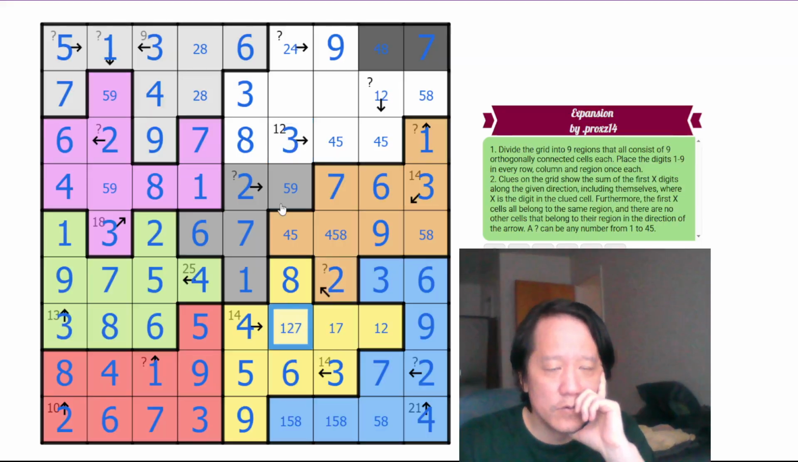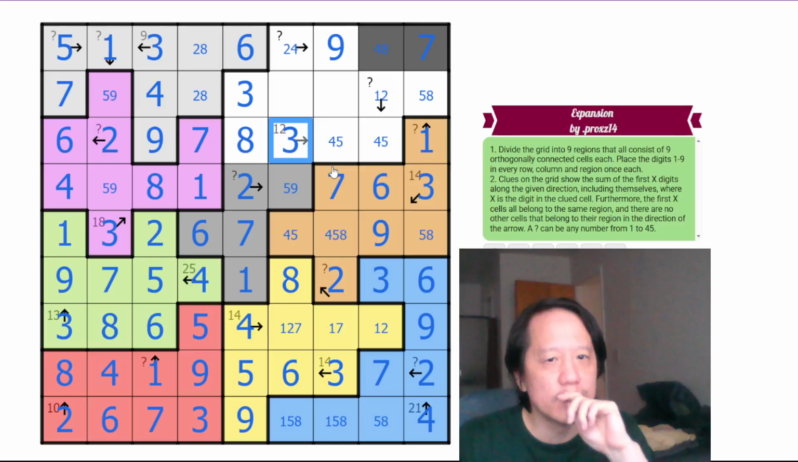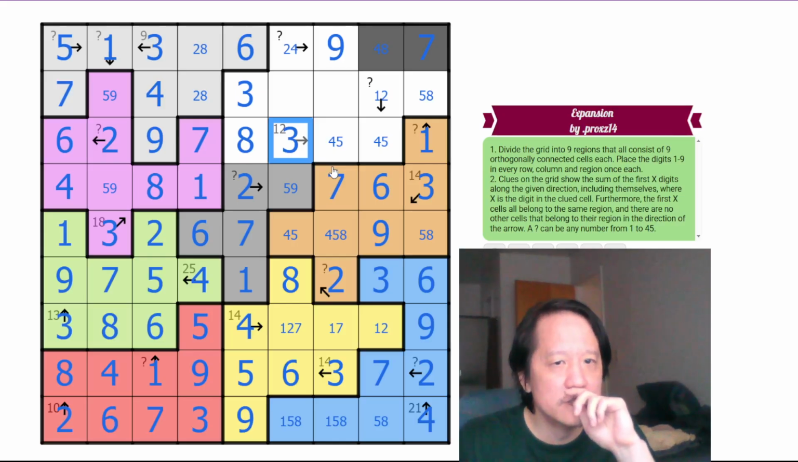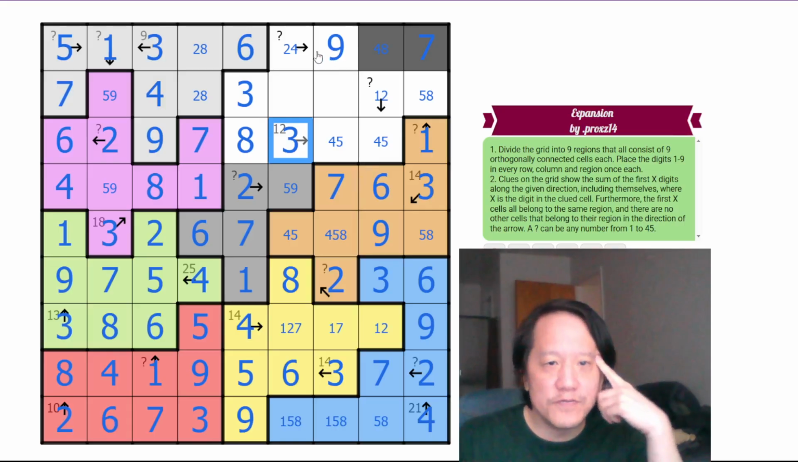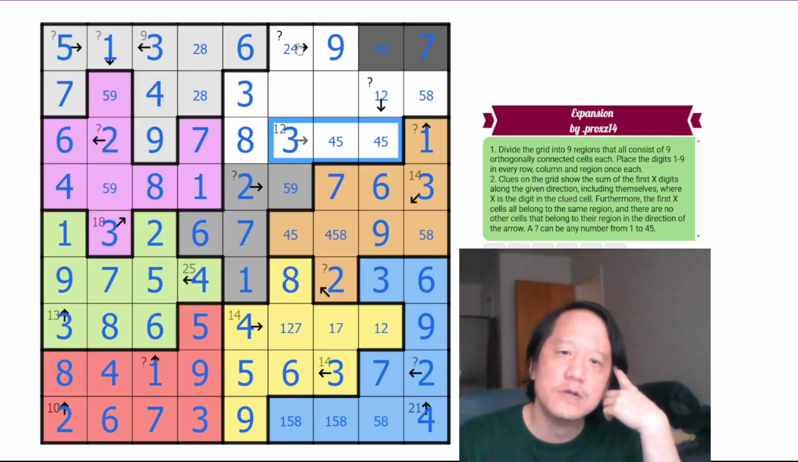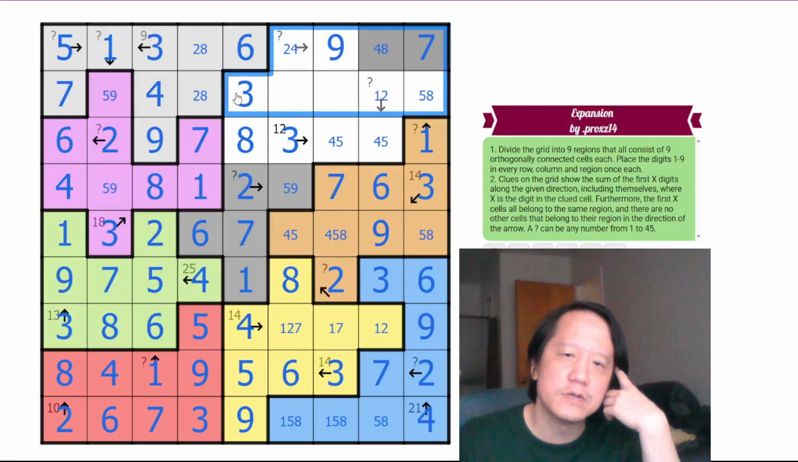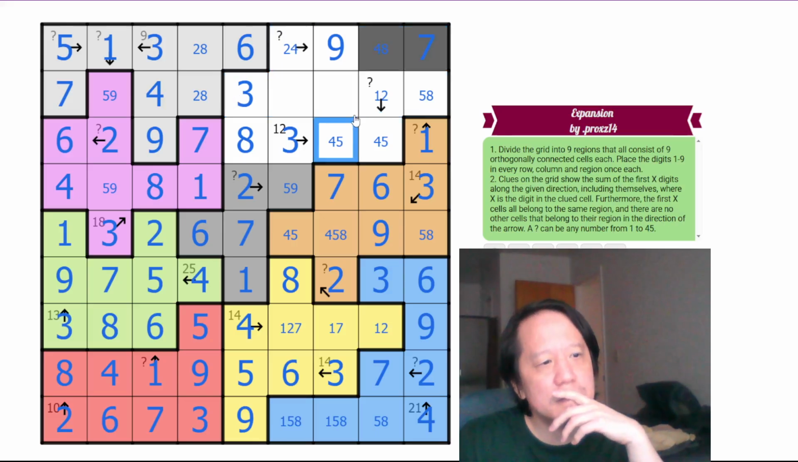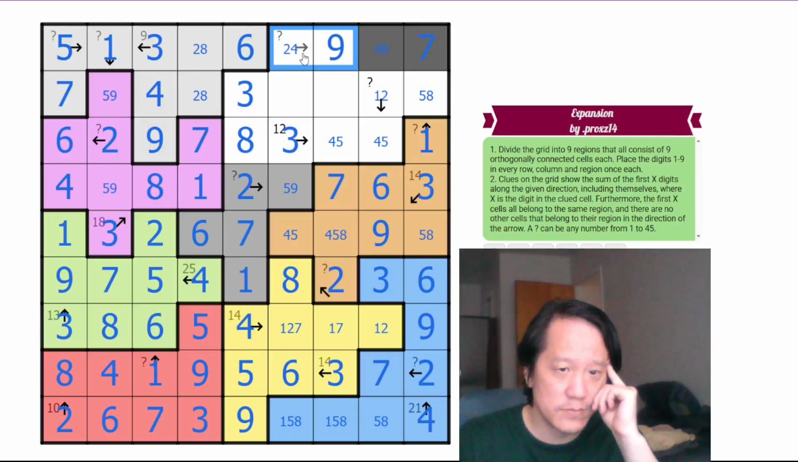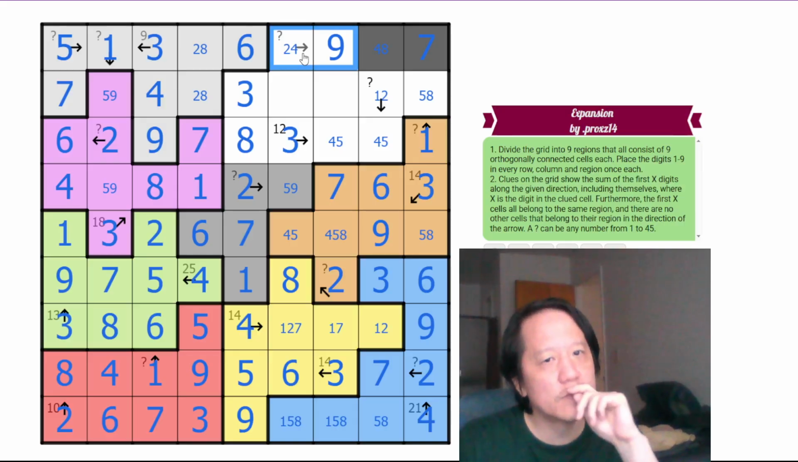Okay. If this were 4, connecting to this would have to be a different region because this has a 4. And so this 4 would have to go, I guess it could. Oh. These are part of the same region. How does that work?